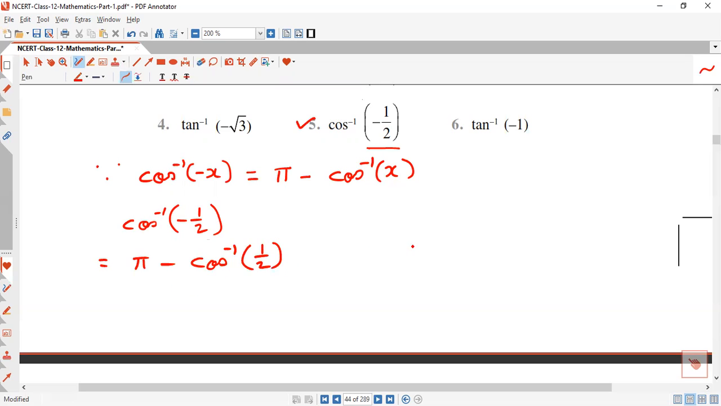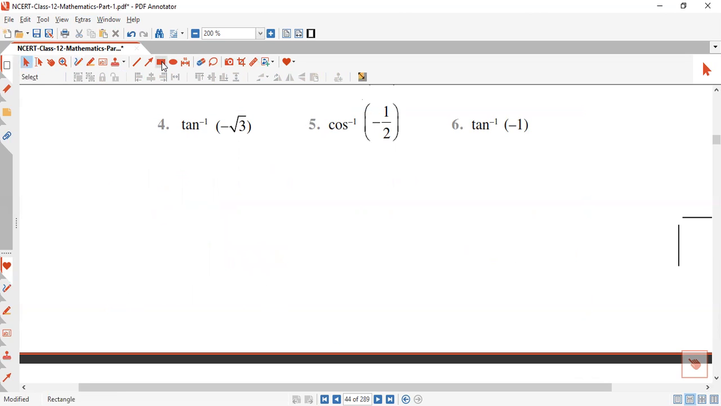Okay. Since you know also cos inverse, the value of half comes out for cos pi by 3. Cos pi by 3, the value is half. So this will come out pi minus pi by 3, that will come out 2 pi by 3. This is the principal value of this function. It lies in the second quadrant.